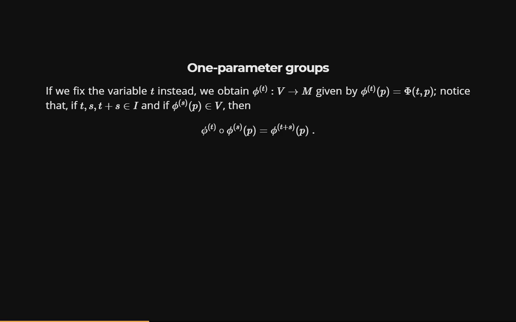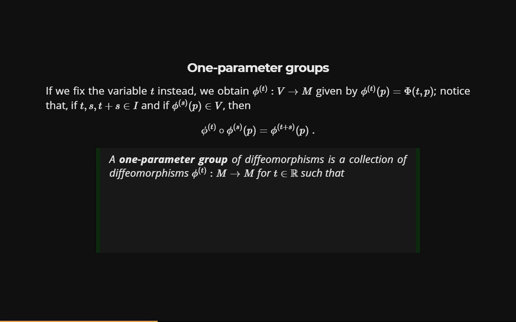It makes sense, no? If we make everything go forward by 1 time unit, and then we make everything go forward by another time unit, it is like, from the start, making everything go forward by 2 time units. Okay?